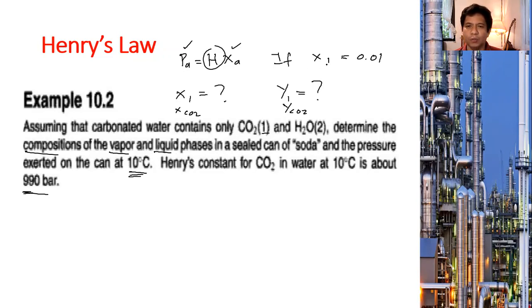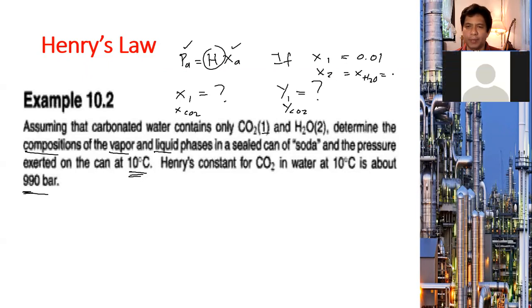So kung ang x1 ay 0.01, ano ang x2? Kasi dalawa lang naman tayo, assuming that carbonated water contains only carbon dioxide and water. Itong x2, ito yung xH2O. So anong x2? Kung ang x1 ay 0.01, ang x2, which is xH2O, is 0.99. So yun, yung composition ng liquid phase, nakita na natin, 0.01 tsaka 0.99.